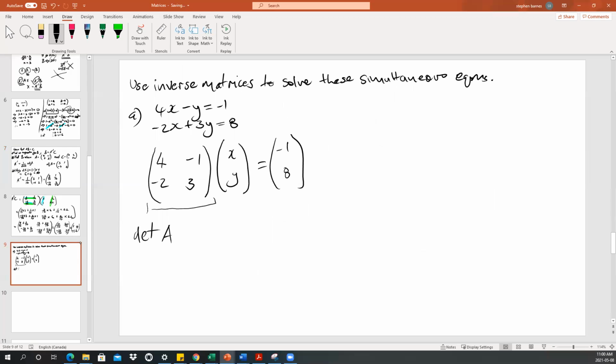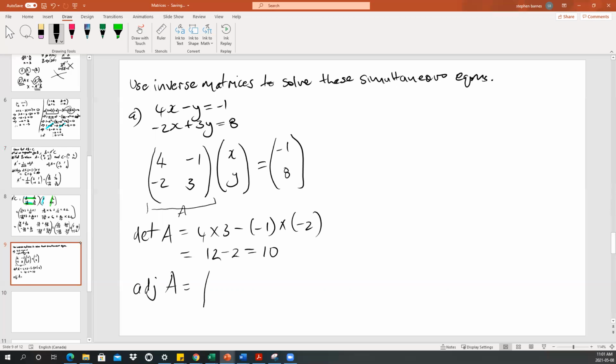So the determinant of A: that times that, so 4 times 3, minus minus 1 times minus 2. So I have 12. And we have quite a few minuses here, right? These two by themselves will give you a positive 2, but because they have a minus here, you get a negative 2. So we'll get 10. Cool. Next up, we need to look at the adjoint. As I say, I'm calling this matrix A, so you want the adjoint of A.